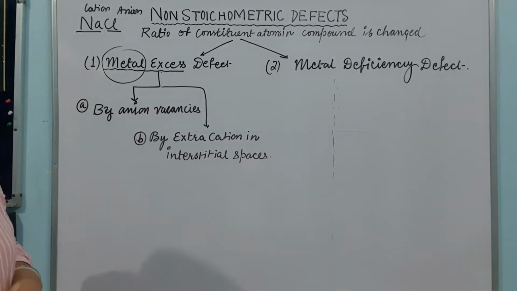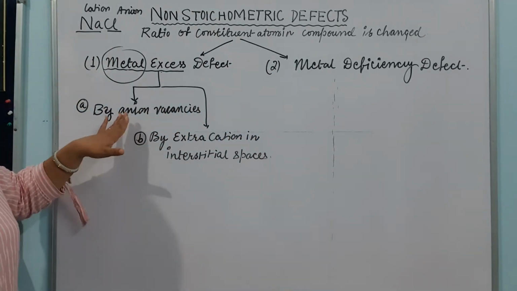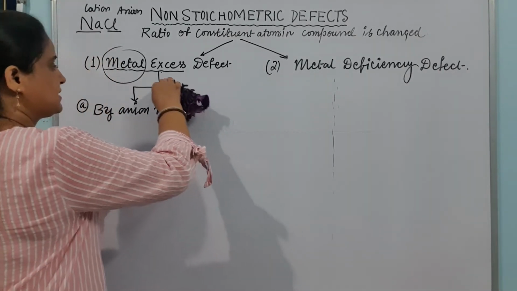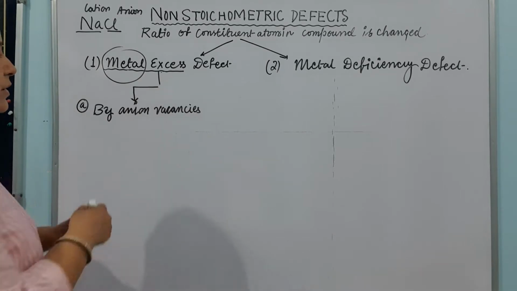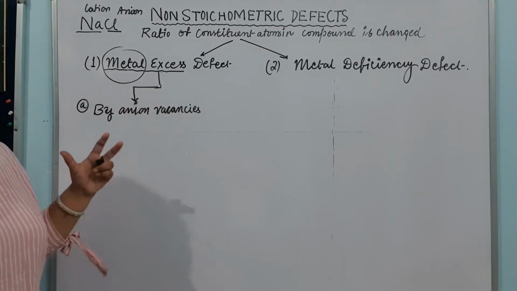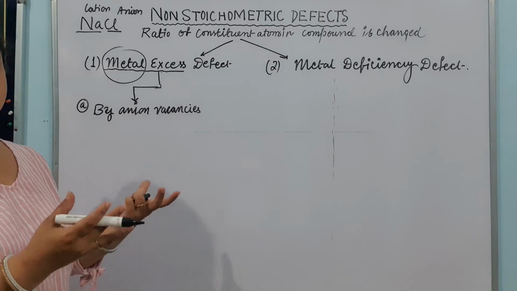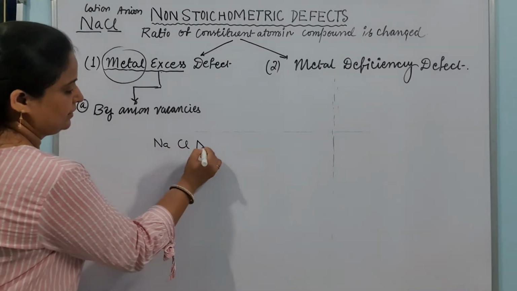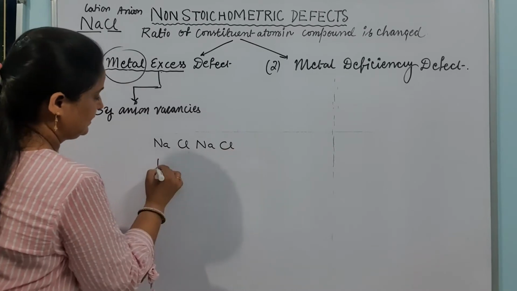तो I am starting from by anion vacancies. So how the anion vacancies take place. So let's learn it in detail. देखें क्या होता है anion vacancies. Okay, and for that sake I am going to give you an example of NaCl.